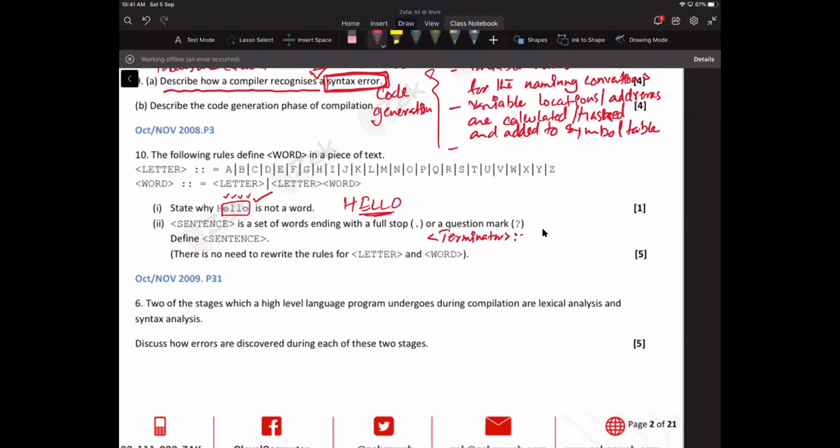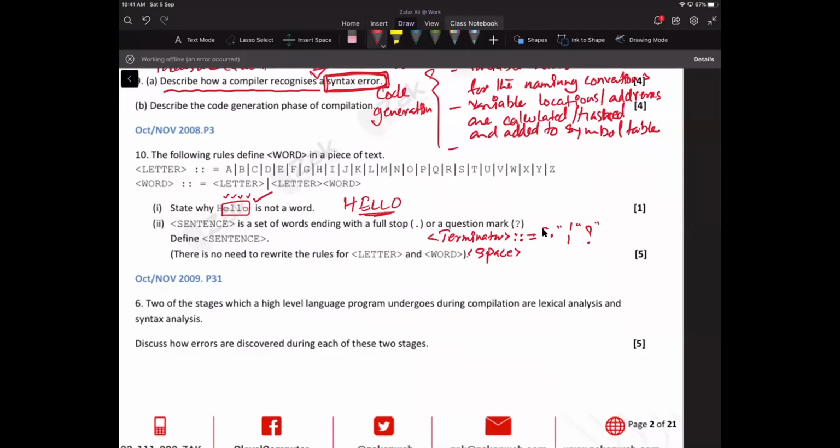Terminator is defined as a full stop or question mark. Okay. Sentence is a set of words ending with full stop or question mark defines sentence. Okay. Now, every word must have a space in between.